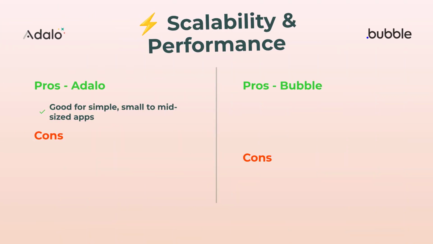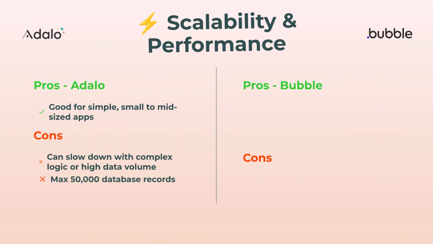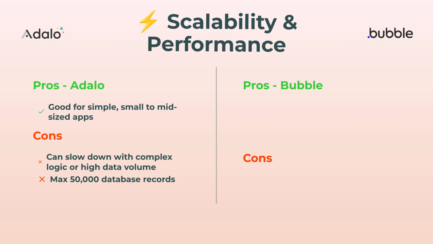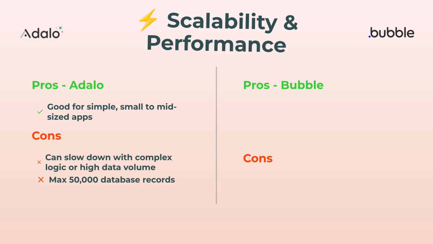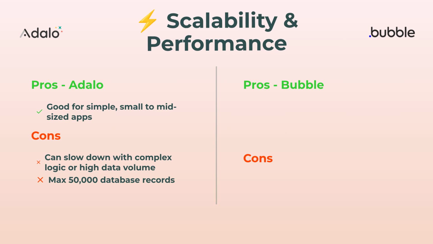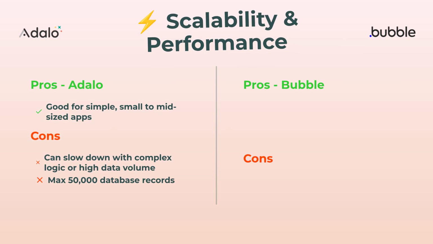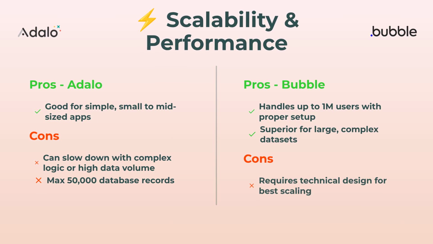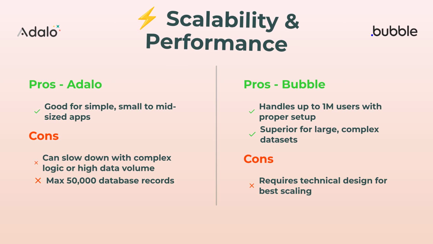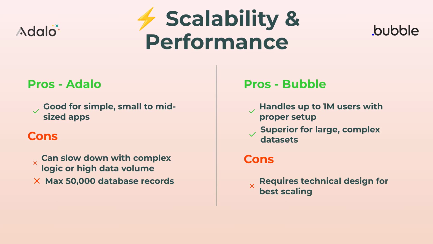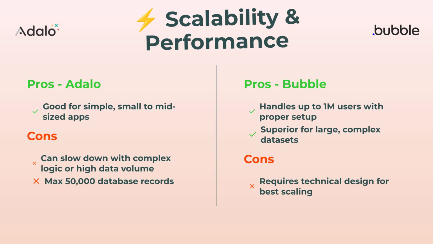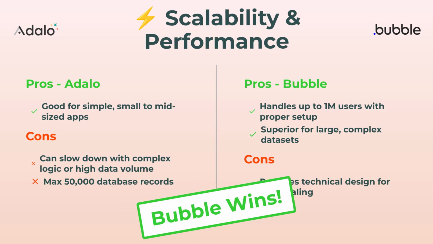Now let's talk scalability and performance, which is honestly where a lot of platforms crash and burn. Adalo works well for small or mid-sized projects, maybe a startup MVP. But as soon as you throw complex logic or tons of data at it, things get sluggish, and 50,000 records max. If you're building the next big thing in 2025, that feels limiting. But Bubble, with the right setup, you can handle up to 1 million users. It's designed for growth and can handle much bigger datasets. Sure, it demands careful planning for best results, but it's the clear winner if scaling is your game.